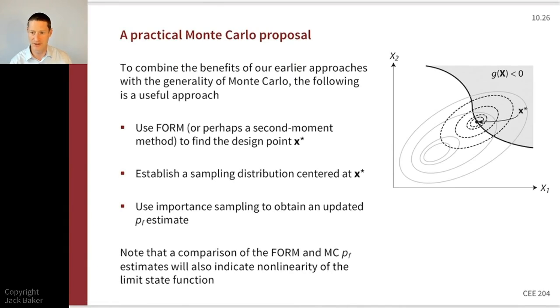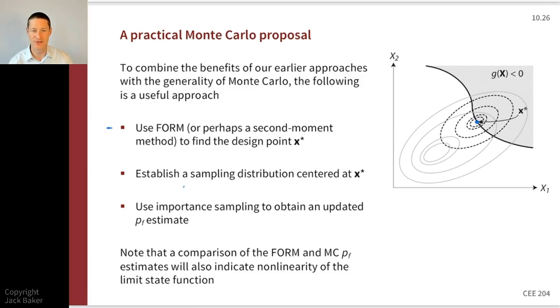We started heading towards this. We can start off by doing FORM, or if we want, we can actually just do a second moment method to find this design point x star, right? So we're trying to find the point on the limit state surface where we have high probabilities out of our true distribution f of x. The second moment method would work effectively here as well, in that there's nothing magic about this design point in terms of my Monte Carlo sampling, because I'm going to take a bunch of samples anyways, and I'm not going to just calculate at a single design point.